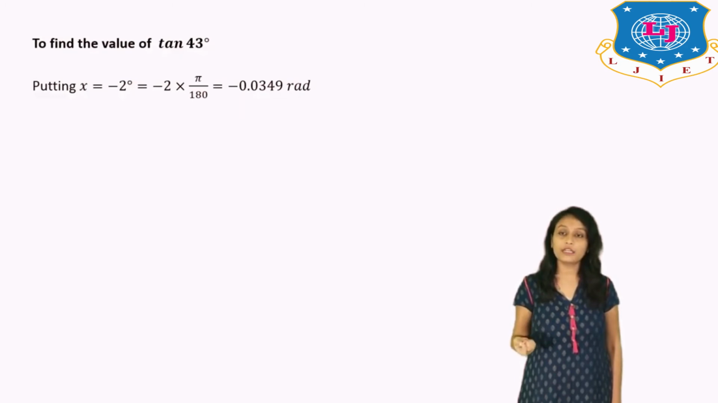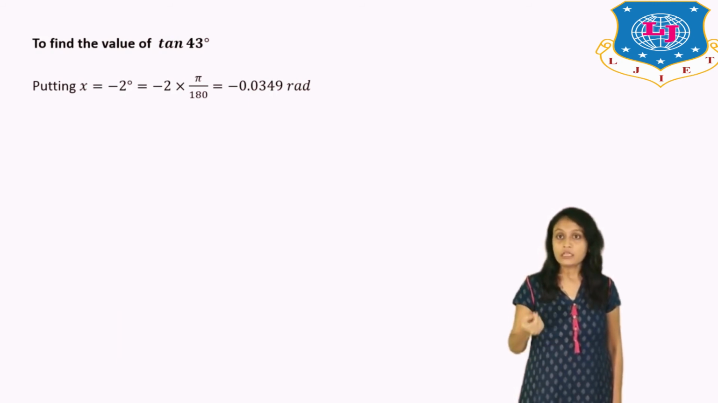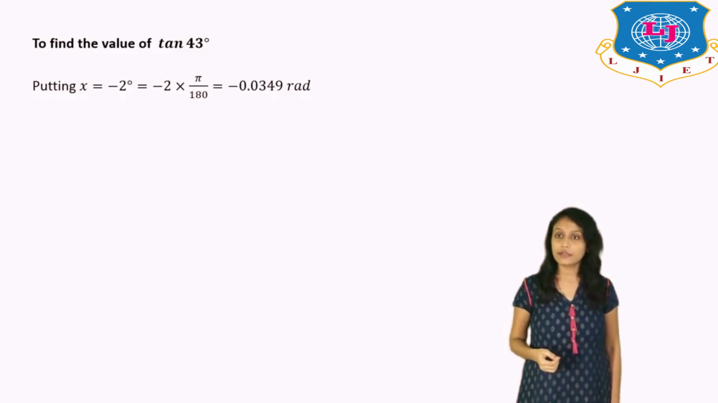Now here we are converting into radian. To convert it into radian form, we will multiply it by pi upon 180, and simplify it. You will get the answer minus 0.0349 radian.